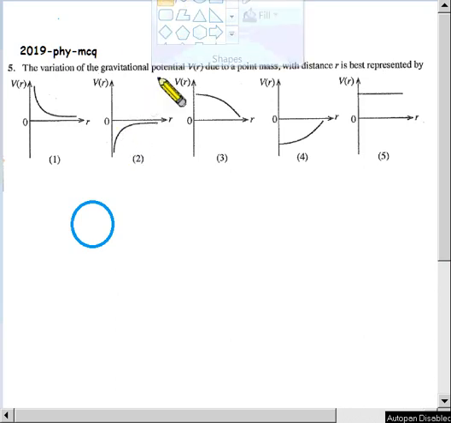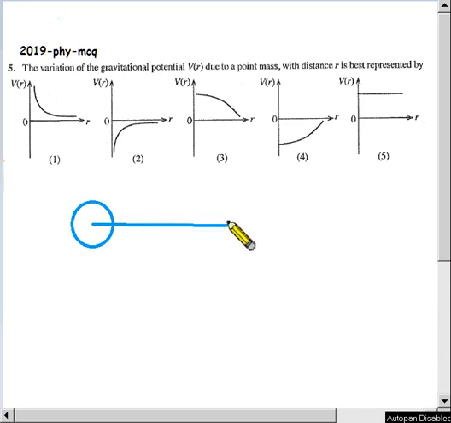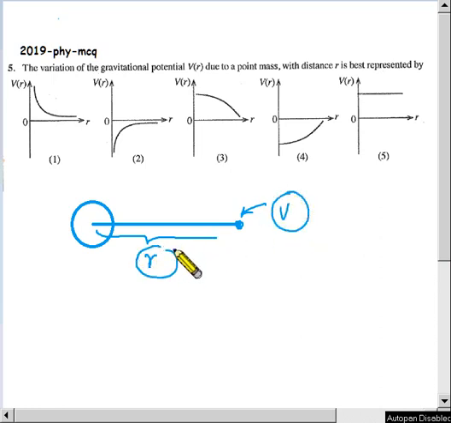So from the center the measured value is r. So from a distance r, the gravitational potential V is measured. So how it changes with this r is the question. So that is what they ask.